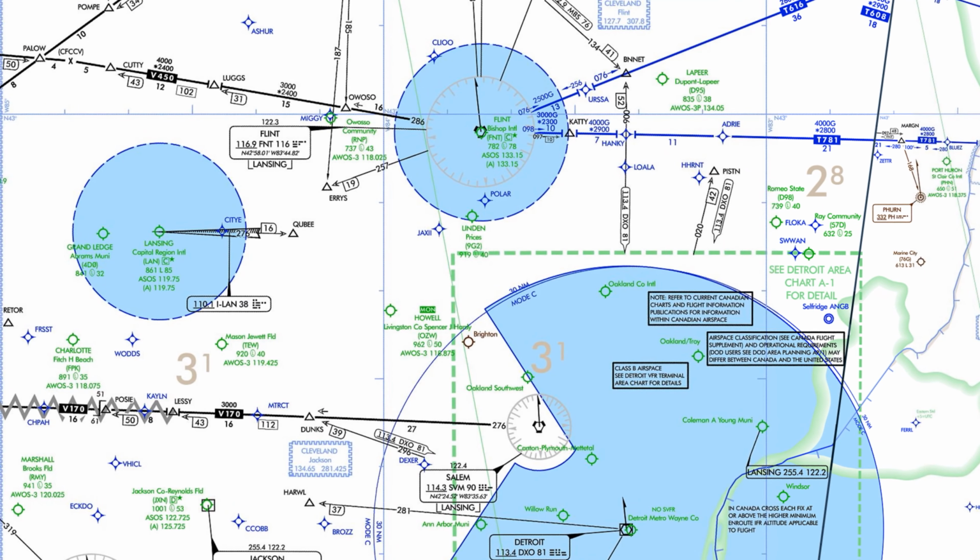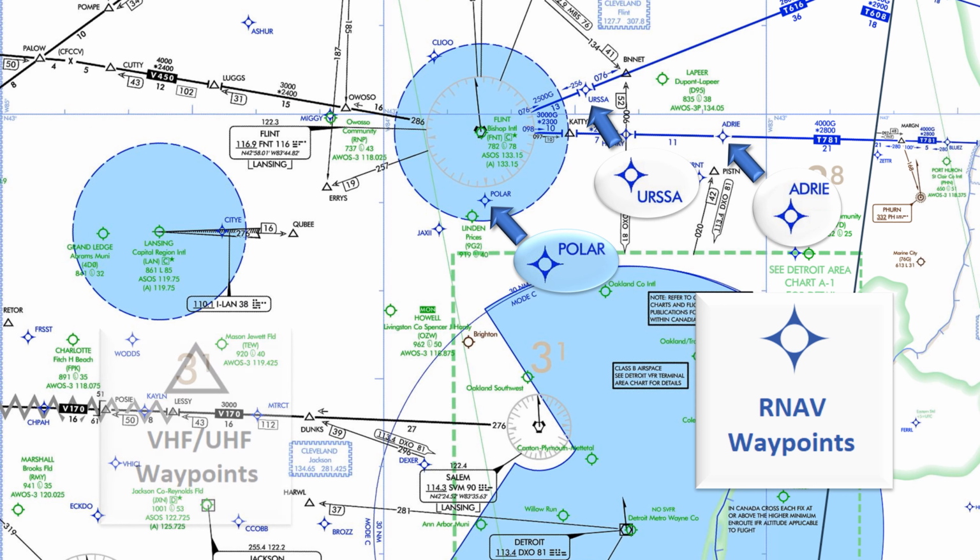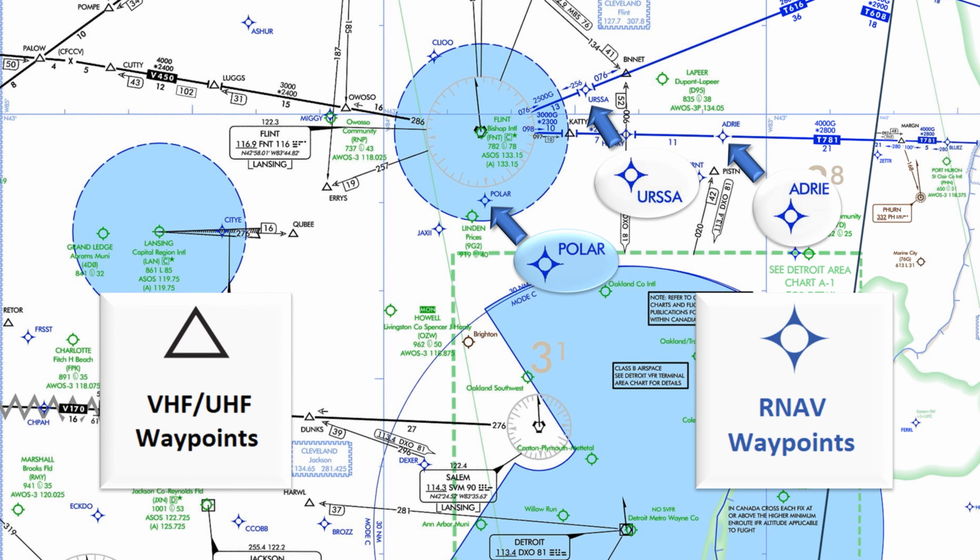Now let's look at some waypoints. There are two types of waypoints. RNAV waypoints, usually GPS, are displayed by a blue diamond, such as Polar, ARDI, and URSA. Traditional waypoints, usually based off VORs, are shown with black triangles, such as QB, LUGS, and OASO.